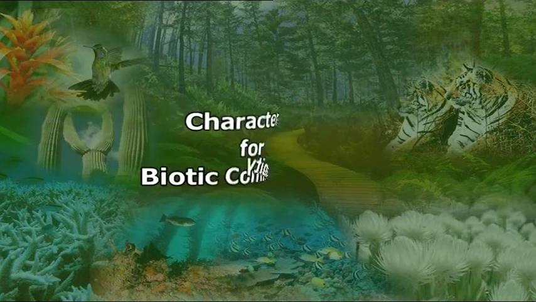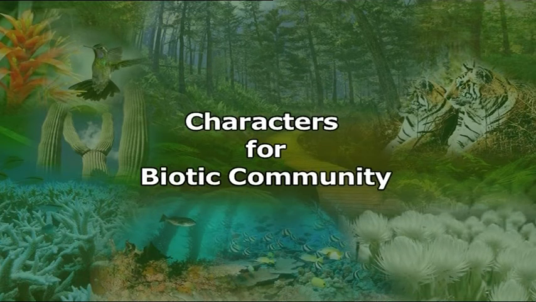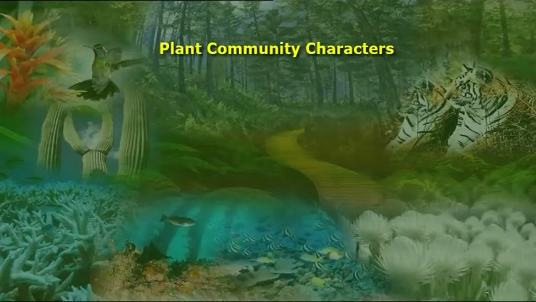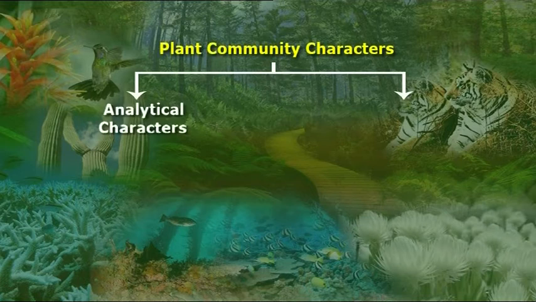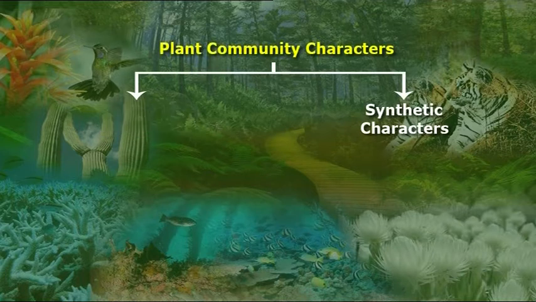Now, let us gain a detailed knowledge about various characters used to describe biotic community. To study the details of biotic community, a number of characters are used for the purpose of expressing the structure of plant community. These are broadly classified into 2 major categories: analytical characters and synthetic characters. Let us learn about analytical characters first.